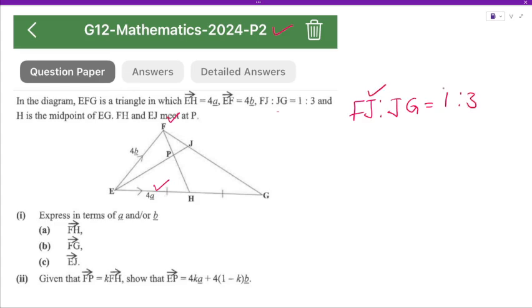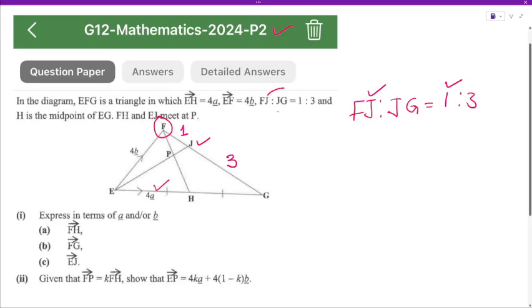So meaning the distance FJ is equal to what? 1. Where is FJ? FJ is there. So I have a 1 there. And then JG, in this case, is the distance from there to there. Here again the examiners have changed the ratio. So the distance from J to G is equal to 3. Remember in the previous question, the second part of the ratio would represent the entire line, meaning it would be FG. But here they have changed, they are saying JG.